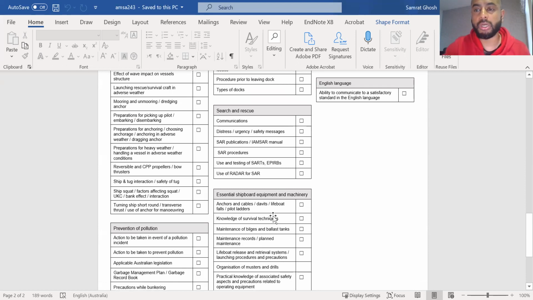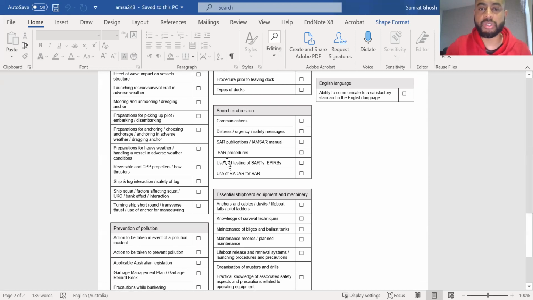So you have to know about lifeboats and firefighting systems, because that is something that junior officers do. But when it comes to maintenance of bilge and ballast tanks, general knowledge will be sufficient. Just generally keeping the bilges clean, making sure that if there is any residue, you clean it up after every cargo operation, especially if you're on bulk carriers or something like that.